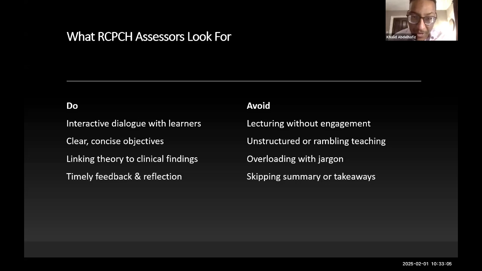So basically, they will be true medical students and true pediatric trainees, and they can give feedback at the end. Absolutely. I will show you a little bit about it in a minute. Again, what RCPCH is expecting you to do is to be interactive, clear and concise, linking theory and timely feedback. This is just a summary.